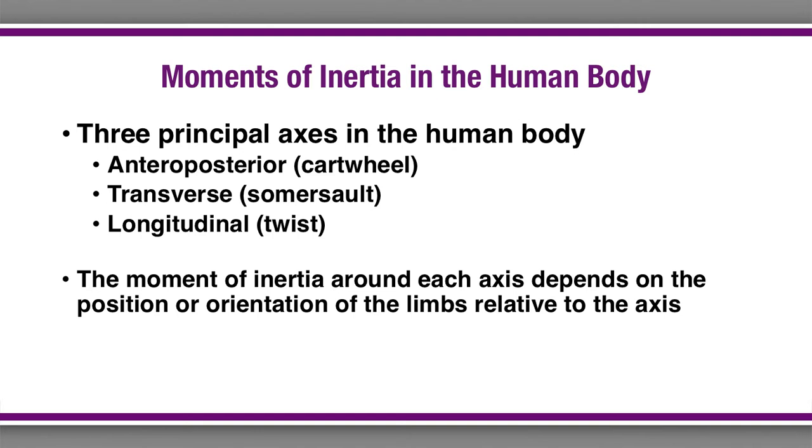So the moment of inertia around each axis depends on the position or the orientation of the limbs relative to these axes. So if you think about how far or how close your segments are to a given axis, or whether you have your arm flexed or extended, those types of things are going to influence this moment of inertia around a specific axis and relative to our human body orientation.